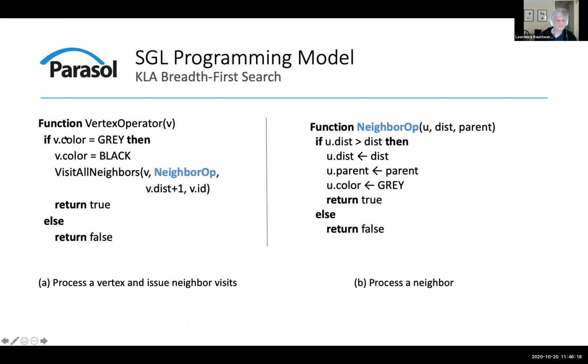So here is what we have also provided in this stable graph library: a very simple way of writing the code. You have a vertex operator and a neighbor operator. Here is a very simple example of what you do to every node. Then you go to the neighbor operator and operate on the neighbors. With a neighbor operator, you have to write it as a programmer too: process a neighbor and process the thing.